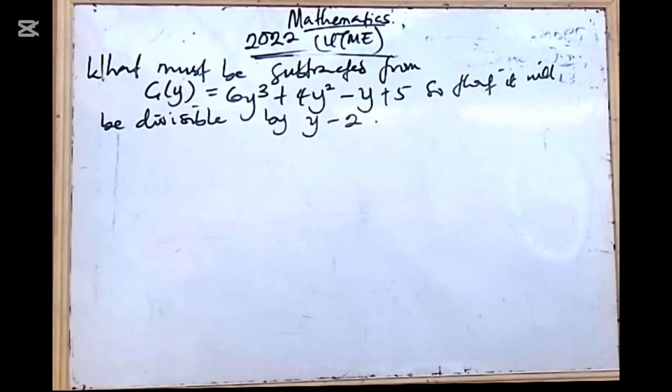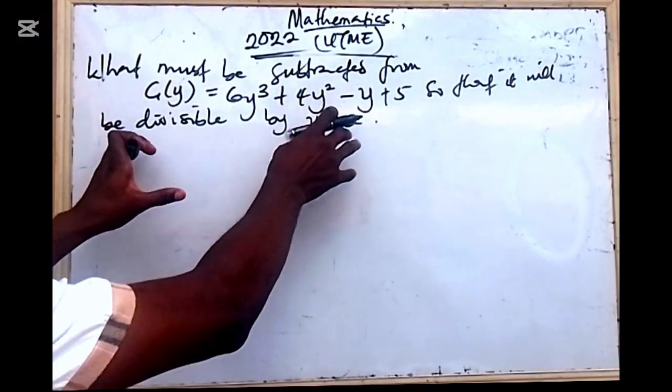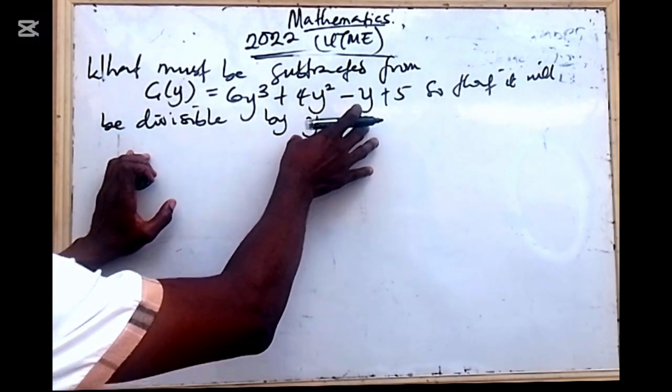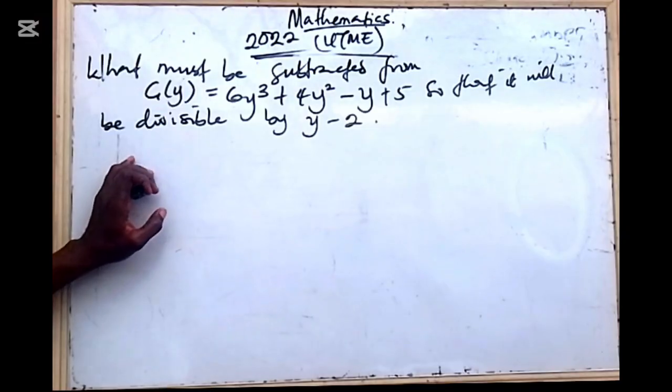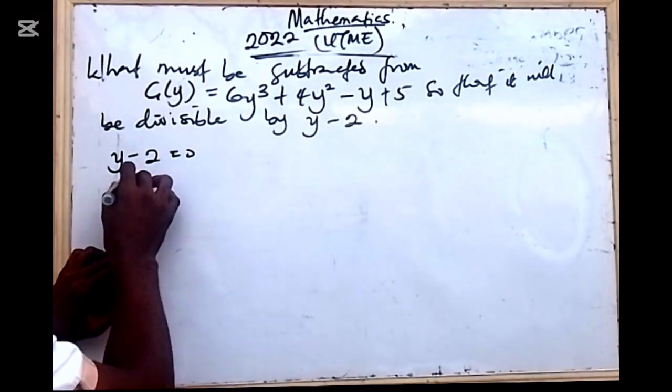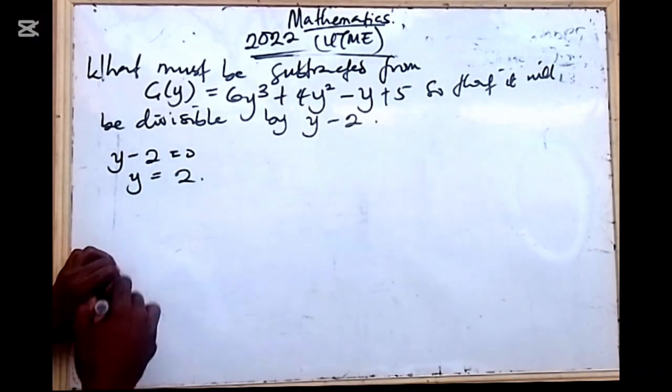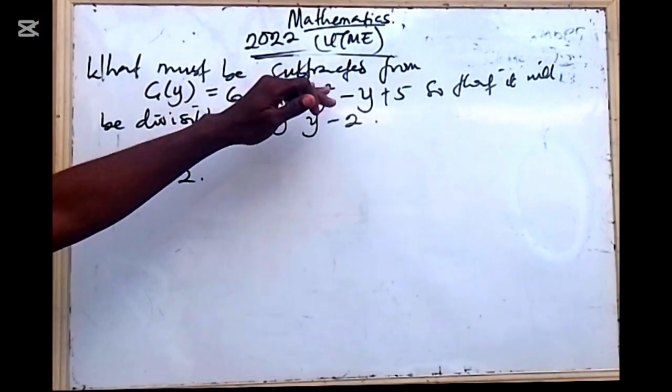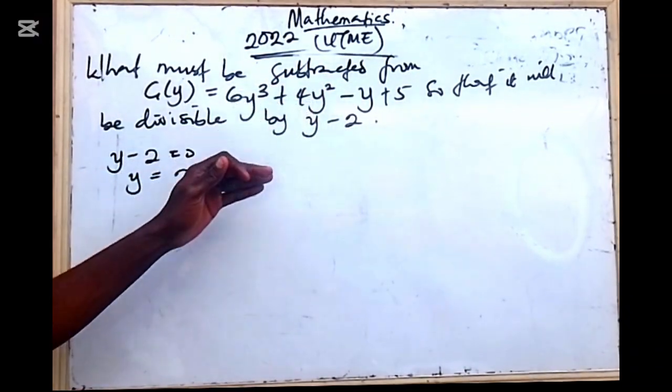When we want to do this one, if you already know that this is a factor, I want to know the remainder of this. I'll just say, okay, y minus 2 equals 0. Then y equals 0 plus 2, and that's 2. So I will now put values of y inside this place. Anywhere I see y, I'll put 2.